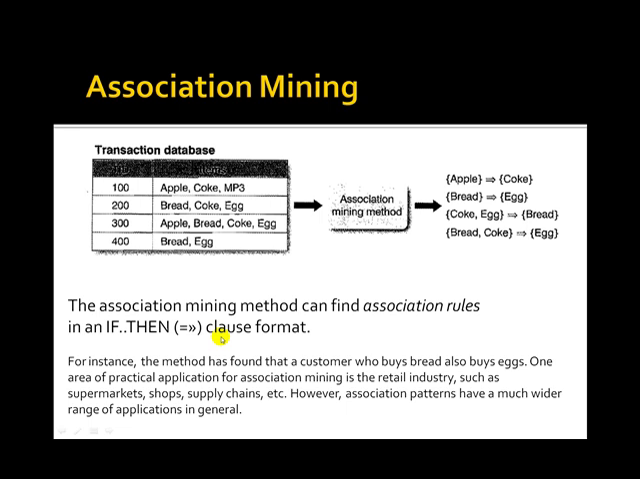One area of practical application for association mining. So when is this used? When can this be used? Who can use this? How can they use it? I said that Amazon might use it, but here in supermarkets, it is the retail industry, such as supermarkets, shops, and supply chains, etc. However, association patterns have a much wider range of applications in general.